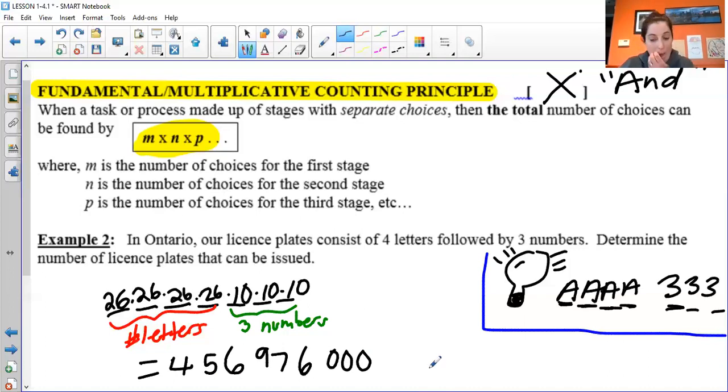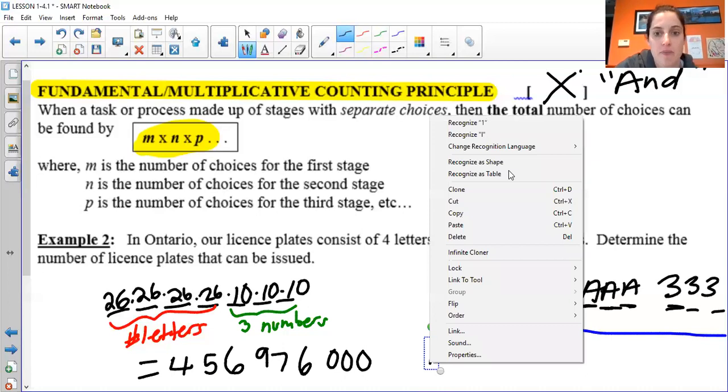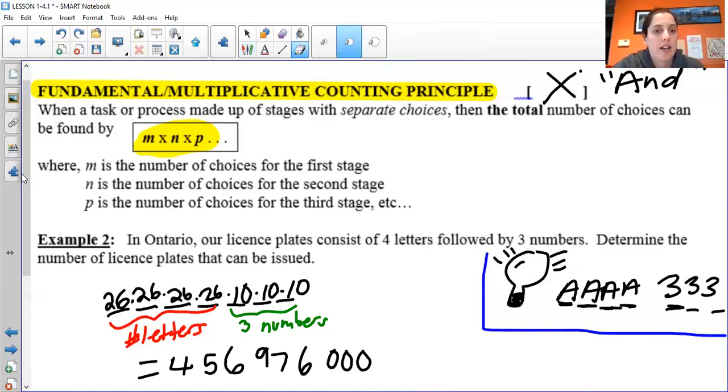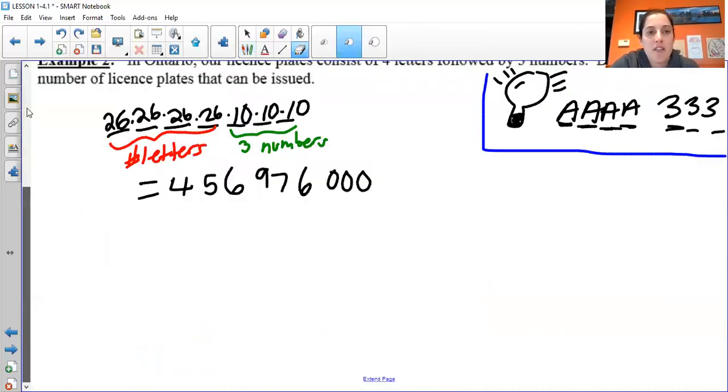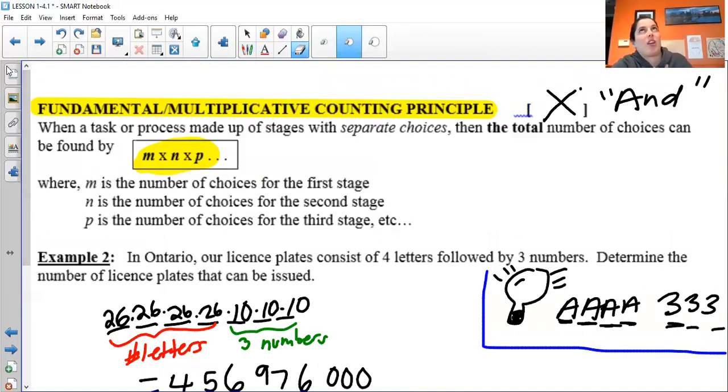Okay, so we're talking 456 million different license plates. All right. So hopefully the takeaway from this example is to think about stages, whether it's a window, a digit, or a type of sandwich topping. It's different stages with different choices per stage.